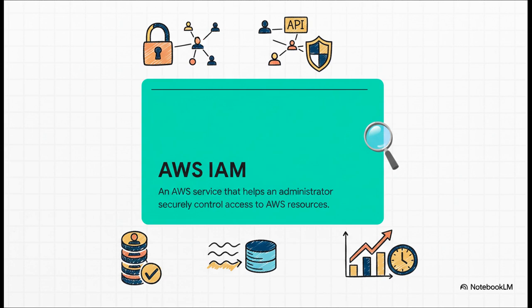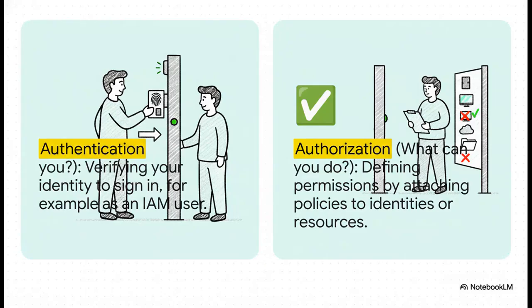You can think of IAM as the central nervous system for all permissions across your entire AWS account. It's how you define exactly who can do what to which resources. Now, IAM really boils down to 2 main ideas, 2 pillars. First, there's authentication. That's just proving you are who you say you are, kind of like showing your ID to a security guard. Then there's authorization. That's what you're actually allowed to do once you're inside.